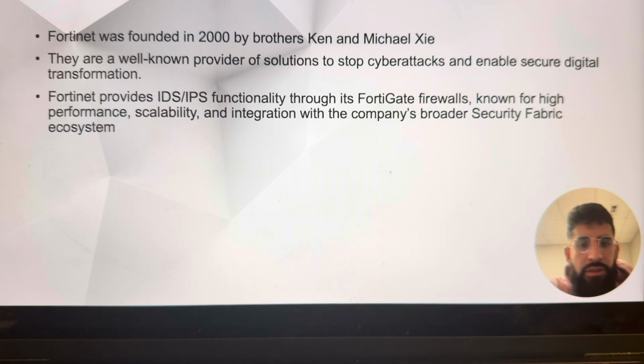Fortinet was founded in 2000 by brothers Ken and Michael Xie. They are a well-known provider of solutions to stop cyber attacks and enable secure digital transformation. Fortinet provides IDS functionality through its FortiGate firewalls, known for high performance, scalability, and integration with the company's broader security fabric ecosystem. I'm not too familiar with using that one.